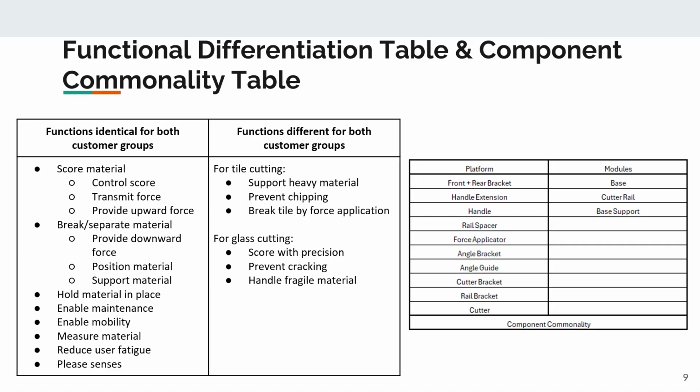That brings us to our component commonality table, where all components except for the base, cutter rail, and base supports are common. The base and base support contribute to force transmission and tile support. These functions are critical to customer material choice, which means they have to be modules. The base support is eighth on the BOM in cost and carries a lower impact, allowing for benefits in areas such as bulk discounts and inventory management.